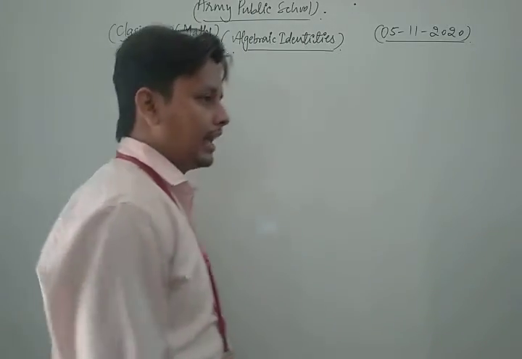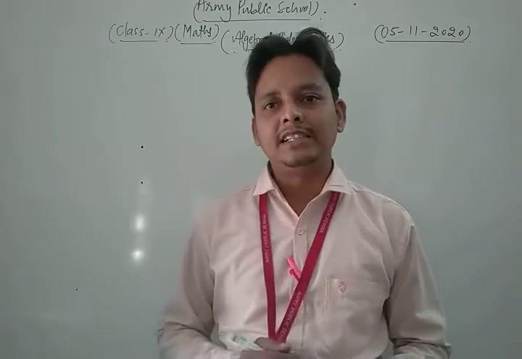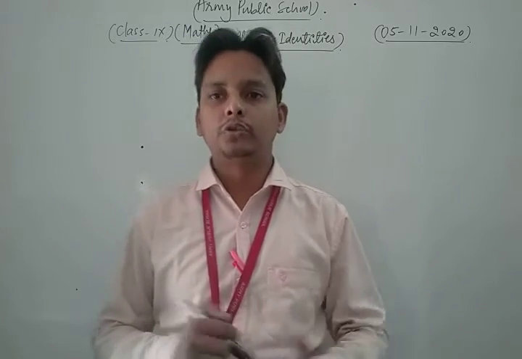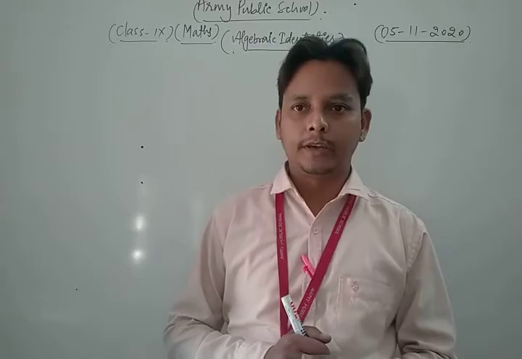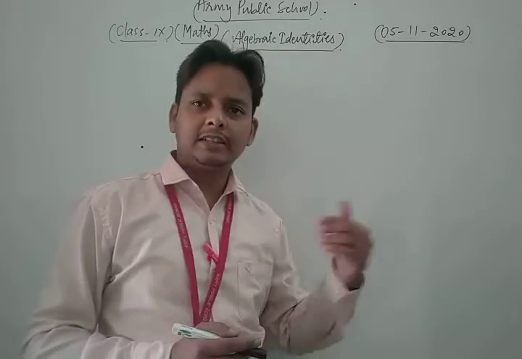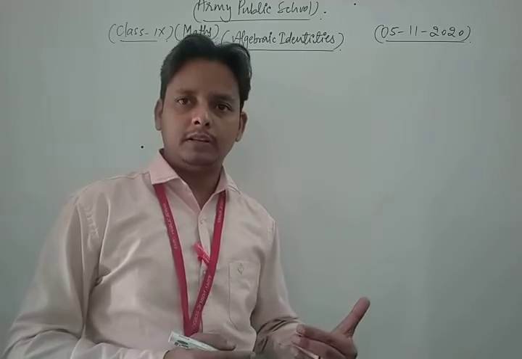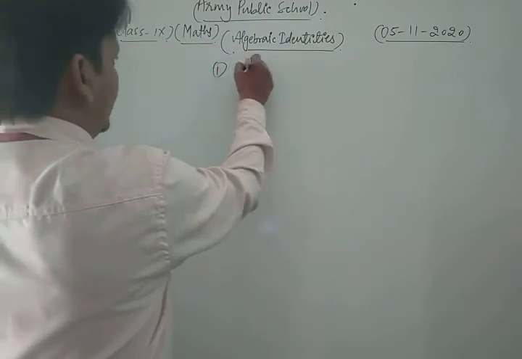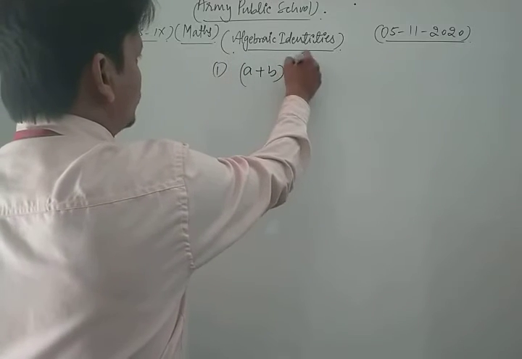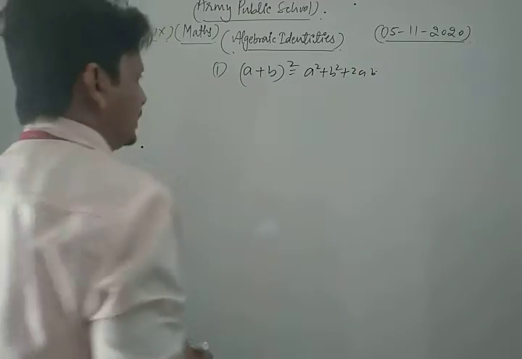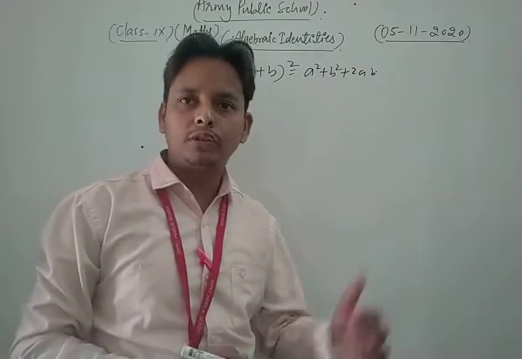There are generally nine algebraic identities in your chapter, and in these algebraic identities there are so many questions of your chapter on polynomials. So first we write and discuss once more, we revise some important algebraic identities of your syllabus. Let's see. The first one: you know that (a plus b) whole square is what? a square plus b square plus 2ab. This is a very important algebraic identity of your syllabus.